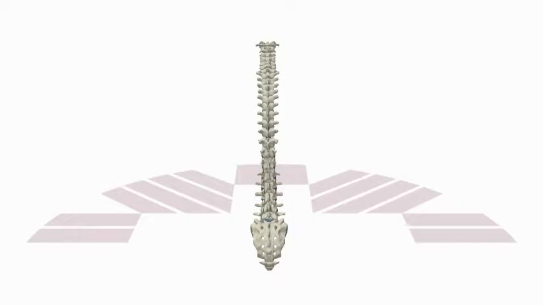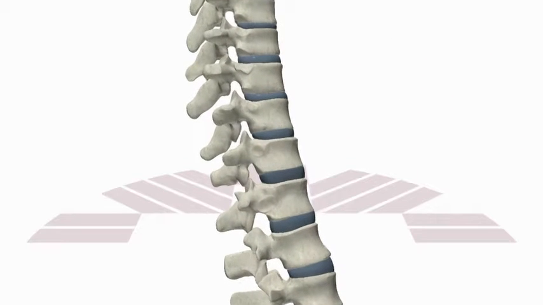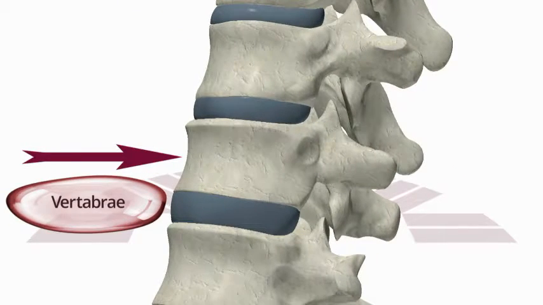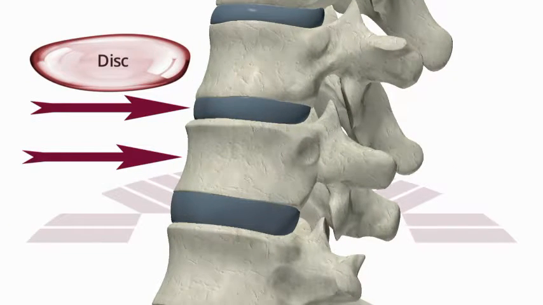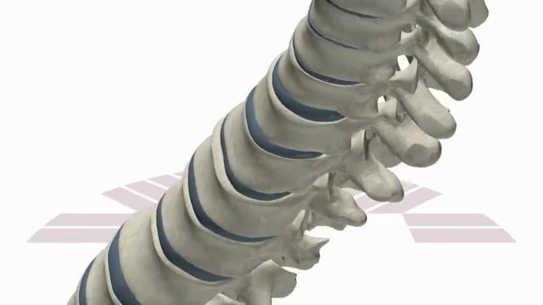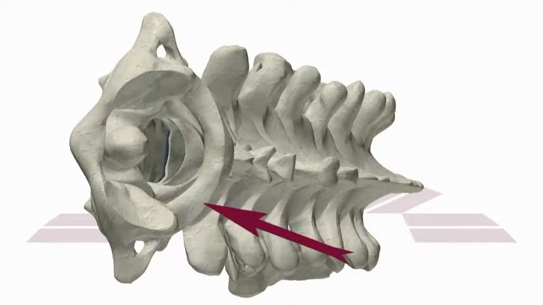Your spine serves two purposes: to support your entire body and to protect your spinal cord. It's made of bones called vertebra, and in between each vertebra is a disc. The body of each vertebra provides support to your torso. The lamina is the bony arch that protects the spinal cord.